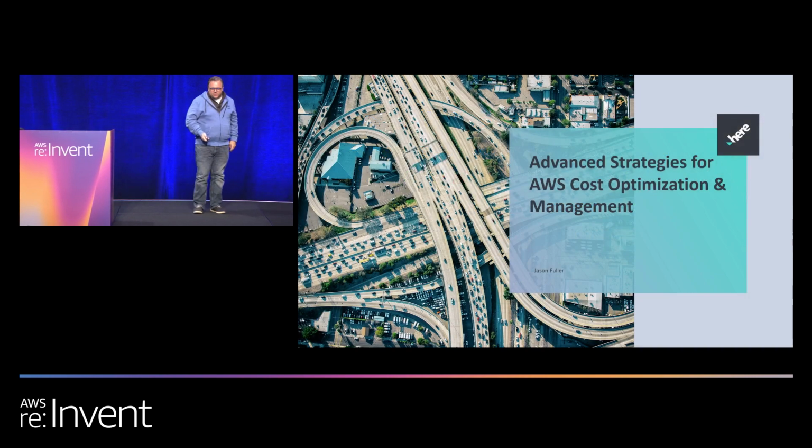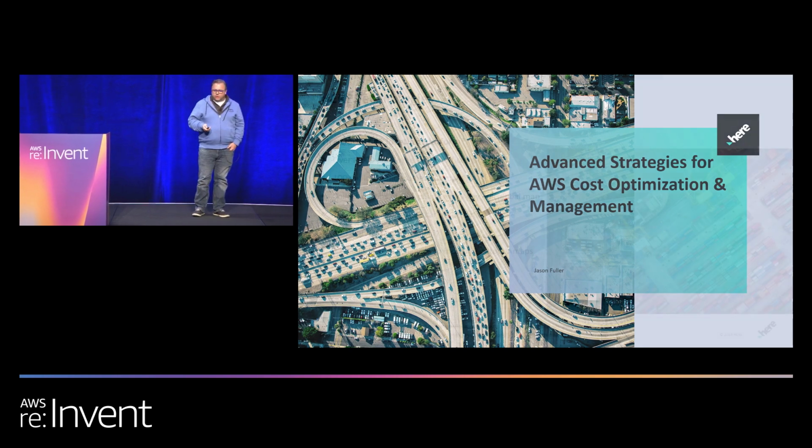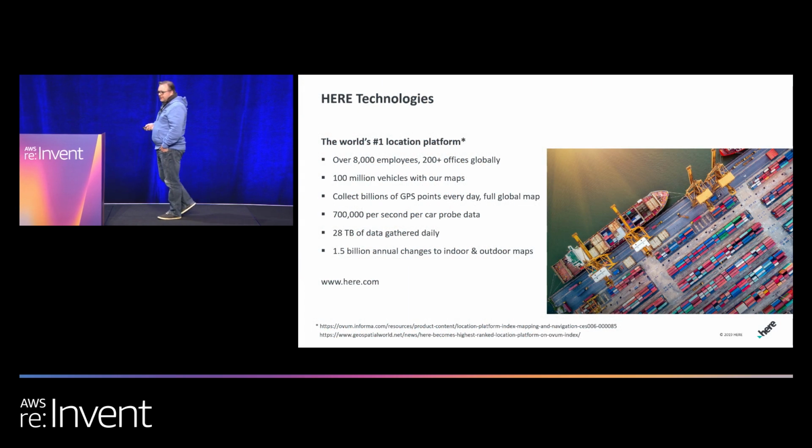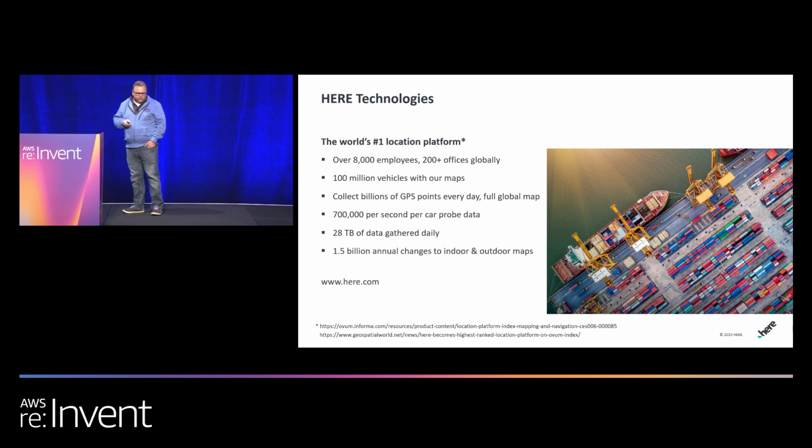Good. So Jason Fuller, I'm the head of cloud operations and management for Here Technologies. For those of you who don't know who Here Technologies is, we are the #1 location platform in the world. We have a very large platform that hosts a lot of data. So as you can see by some of these numbers, we've primarily focused on the automotive market. You may have known Here prior to our exit from Nokia in 2016 as Navtech. So we've been doing mapping for a very, very long time.